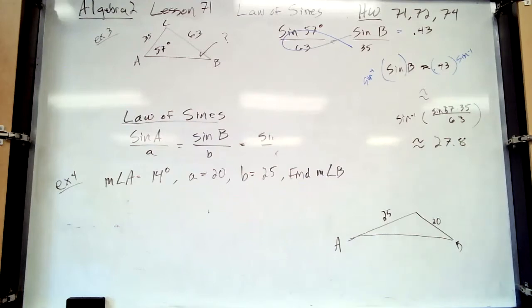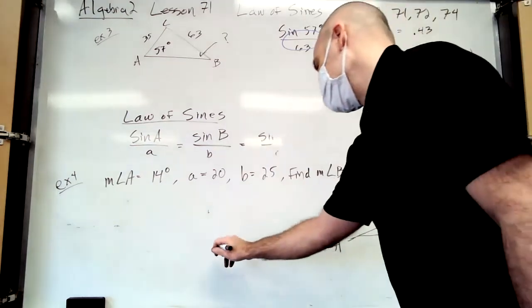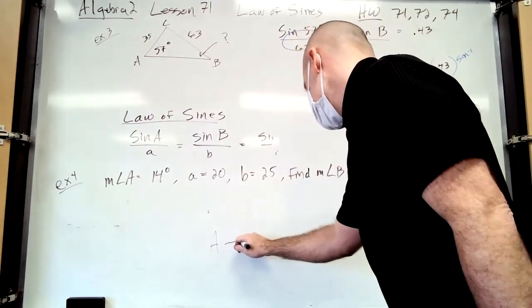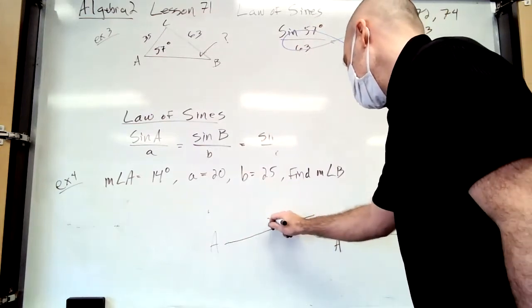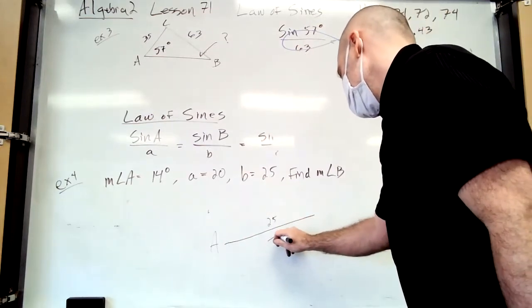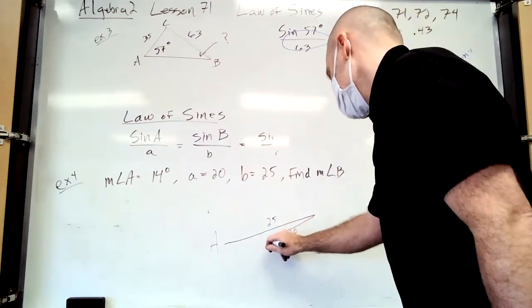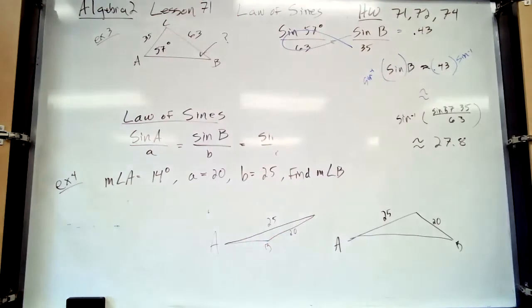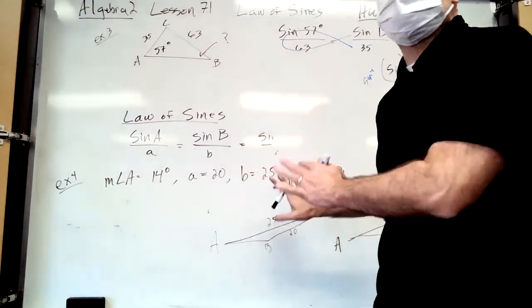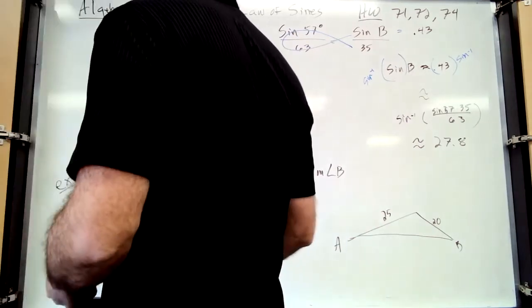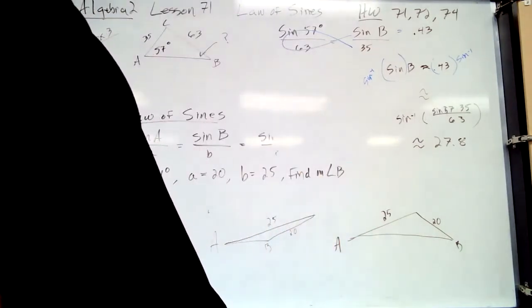Okay. Now here's the deal. This is not the only way to draw this triangle. You could draw it like this. You could still do that 25 there, and then you could do a 20 here, and then there's B. So there's two different triangles you could draw. If you're just given that information and not a diagram, there's two different triangles. Okay, now here's how you determine that without having to draw it.